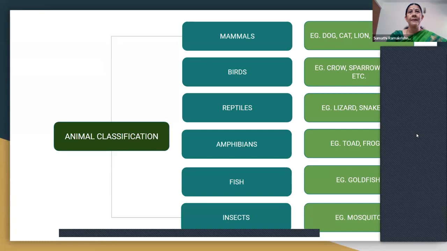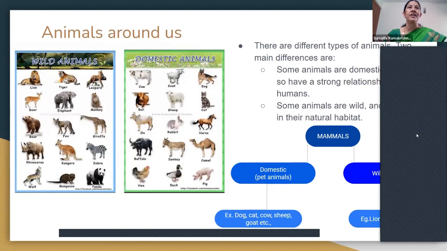Then, after the basic classification of animals, you can classify widely into 2 types, like wild animals and domestic animals. There are different types of animals, but the main difference is these 2. Some animals are domestic, so they have a very strong relationship with humans, whereas some animals are wild and they are in their natural habitat. Broadly you can classify it like this and give a few examples of domestic and wild. At this stage you can even ask whether you like to have animals at home, or you are scared, or you are allergic. Anything general to bring some interest and involvement in children, you can ask.